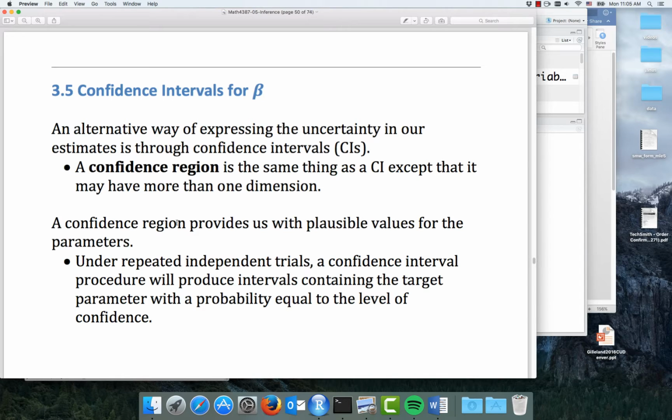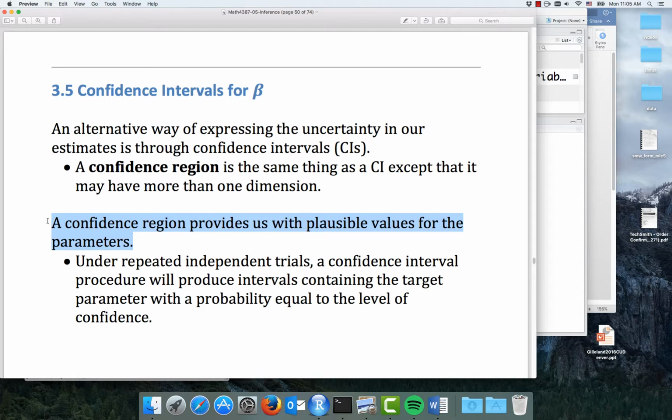And hopefully you remember what a confidence region or confidence interval is, but just in case you need a little brush up, a confidence region is a region that provides us with plausible values of our target parameters. And associated with a confidence region is something called a confidence level, and it tells us how likely that region or interval is to contain the target parameters under repeated independent trials.